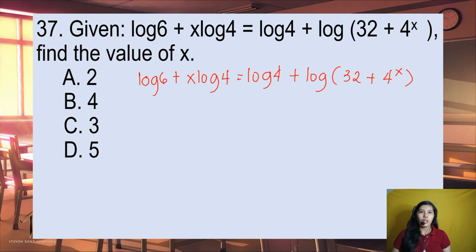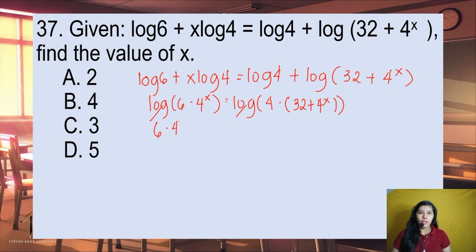So, properties of logarithm, if we have plus here, we can combine them as product. So, logarithm of 6 times this one. So, yung x natin, nakita natin sa 4. Then, sa kabilang side, we have logarithm of 4 times 32 plus 4 raised to x. Since both sides may logarithm, pwede natin sila i-disregard. So, we have 6 times 4 raised to x is equal to 4 times 32 plus 4 times 4 raised to x.